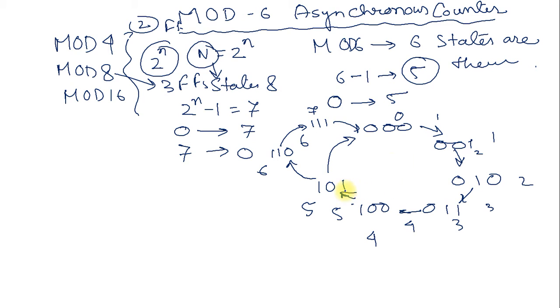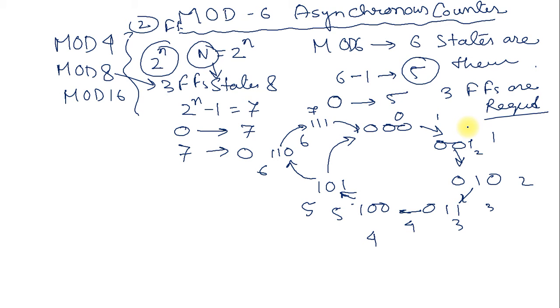So for this 3 bits are there. To count up to 5 we need 3 bits. So 3 flip-flops are required for this.